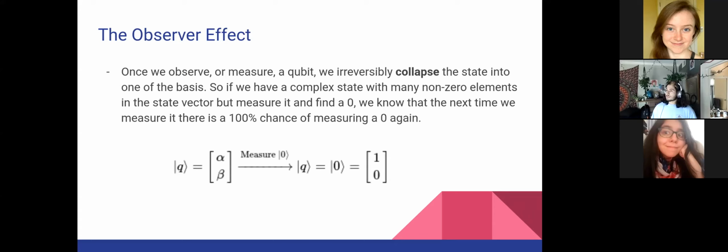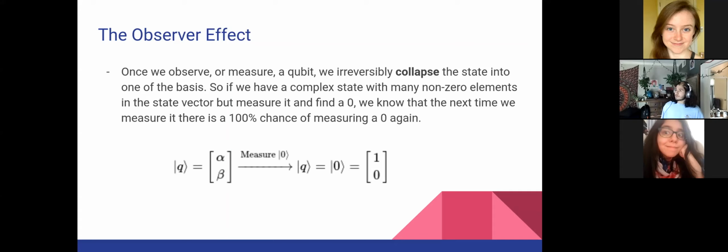And now we have the observer effect, which can be referred to as the measurement problem, referred to as all sorts of things. But the idea is the same. Once we observe or measure a qubit, we're collapsing and irreversibly changing the qubit to become one of the bases. And it can be 0 or 1, but it can also be any of the pairs of orthogonal bases, right?